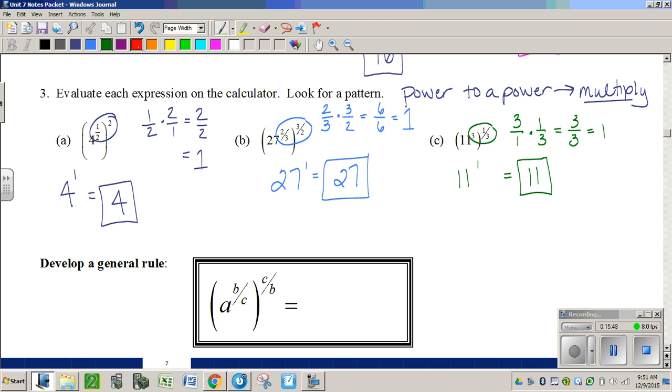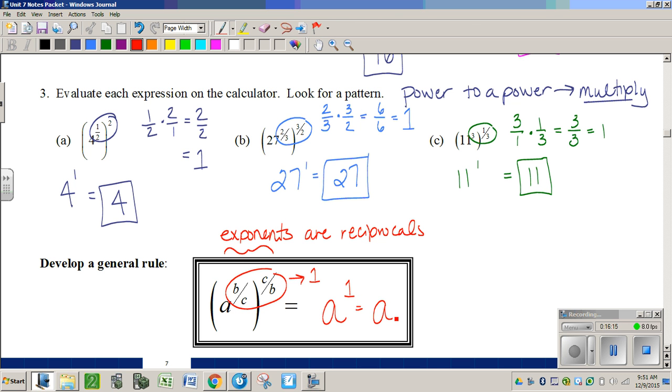We just came up with another rule, folks. Anytime you raise a power to a power and they happen to be reciprocals, so your exponents here are reciprocals, if I multiply those together, it's just going to be 1. So this is going to be a to the first, so it's just going to give you whatever you're raising. So anytime you have a power to a power and they are reciprocals, you multiply them together, you're just going to end up with 1.